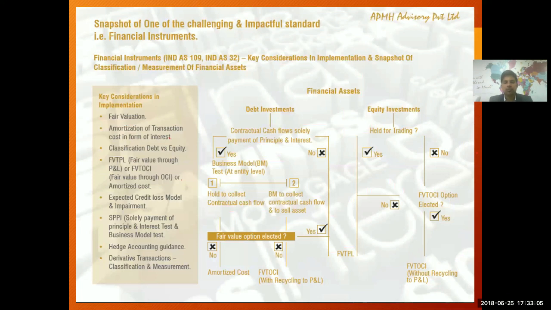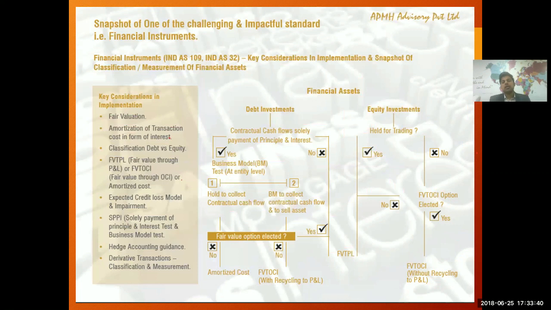And the FVTOCI option is an irrevocable option in case of equity, wherein you cannot revoke that option in future and go for FVTPL. So if you select this FVTOCI option, then of course it will stay in OCI. It will not get changed to P&L. So the equity investment has to be checked whether it is held for trading or long term. If it is held for trading, then you have an FVTPL option. You do not have any FVTOCI option.